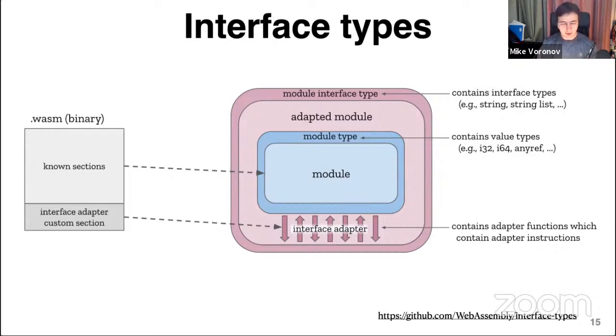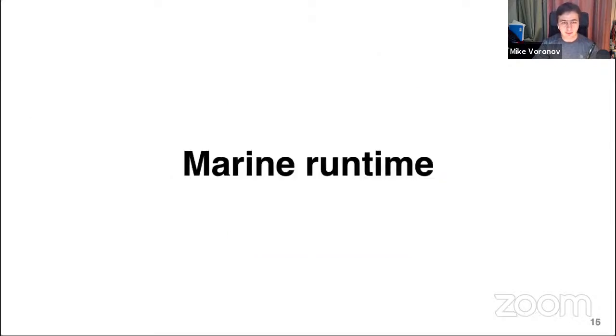So interface types is a very important proposal, but not so many runtimes support it. As far as I know, Wasmtime supports a part of interface types. They developed a so-called extension of WIT that is intended for WASI. And Marine is our runtime that supports interface types, both with module linking, which we will talk about on the next slides. So let's see what linking is and what the Marine runtime is from a service perspective.